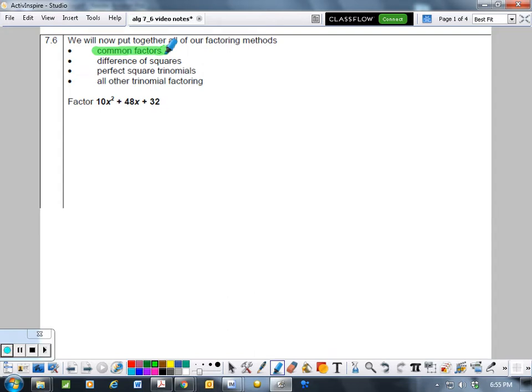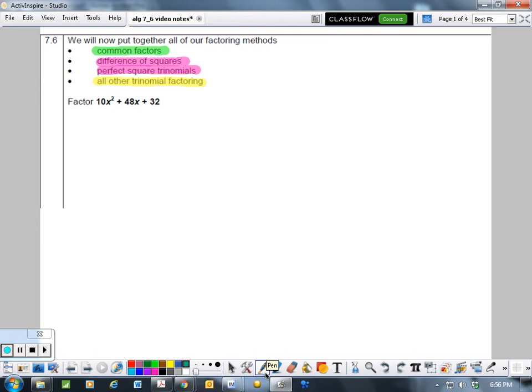factor. The next thing we look for is one of our special patterns, the difference of squares pattern or the perfect square trinomial pattern. Because if we know those patterns, then it makes it a little bit easier on us. And then from there, we factor using our box method or grouping method. So those are the types of problems we're going to practice now.